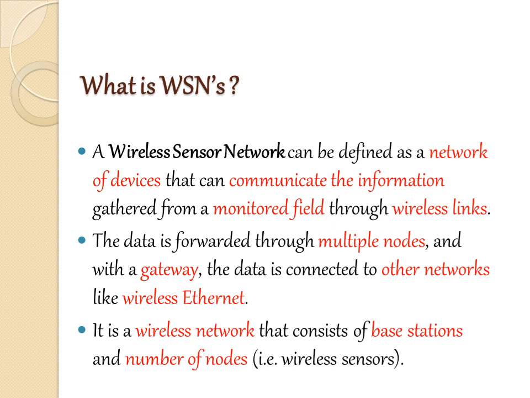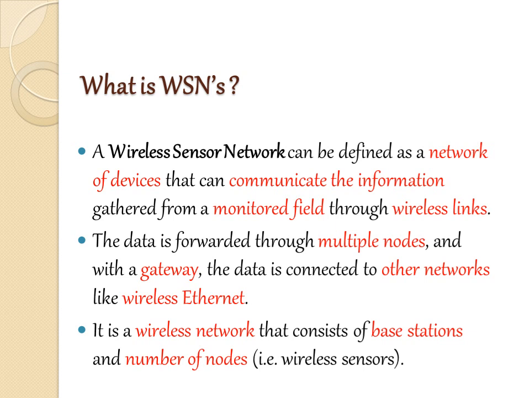So, WSN is a wireless sensor network that can be defined as a network of devices that can communicate the information gathered from a monitored field through wireless links. It means in a wireless sensor network, we have a monitored field through which we can gather the information via wireless links. In WSN, data is forwarded through multiple nodes, and with a gateway, the data is connected to other networks like wireless Ethernet.